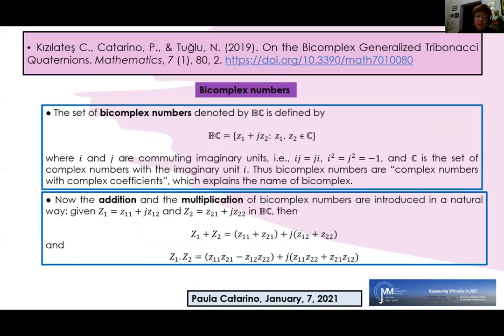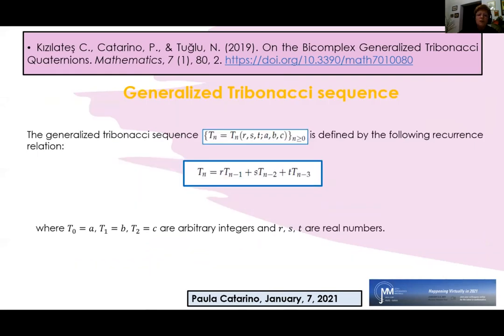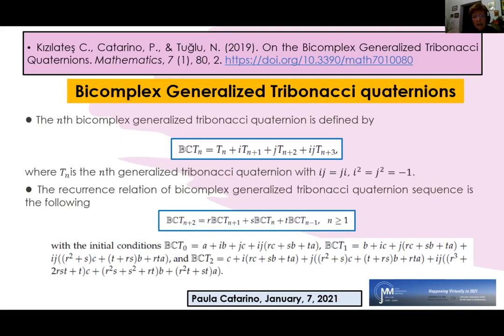Here, we recall what B-complex numbers are. There is no problem. And what is a generalized Fibonacci sequence? Here we have a recurrence relation of order 3. For the other sequences, the recurrence relations are of order 2. Then the B-complex generalized Fibonacci quaternion is defined by this, what I have here on this screen, with initial conditions given by this expression here.